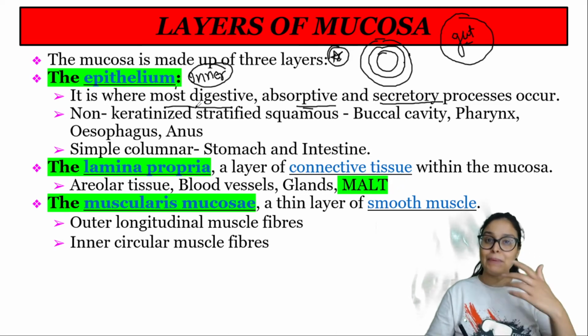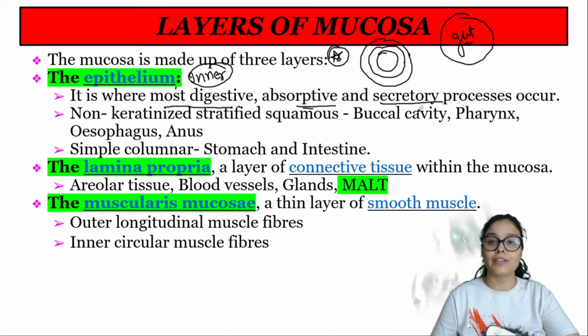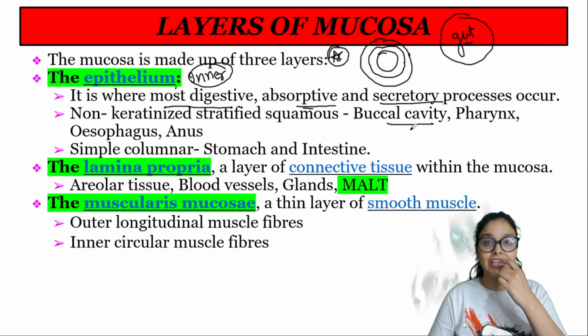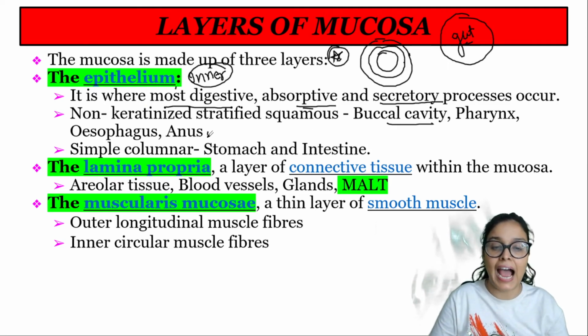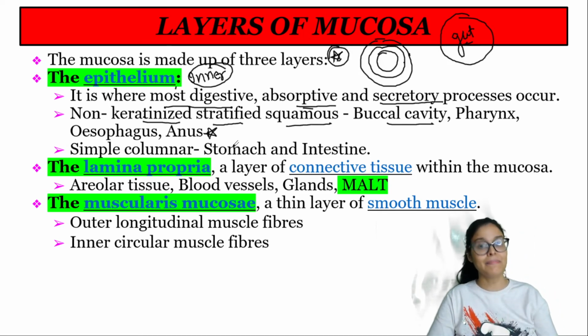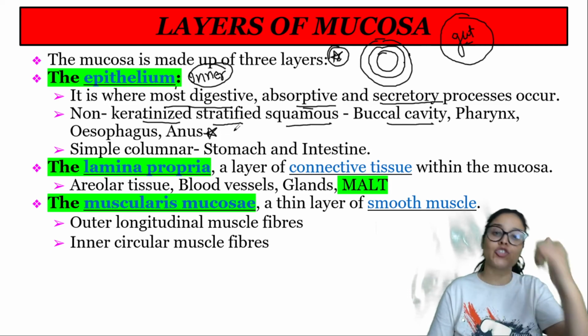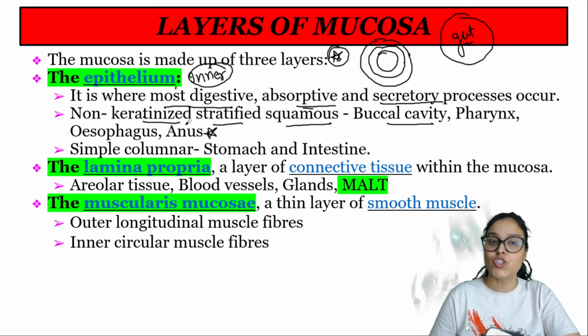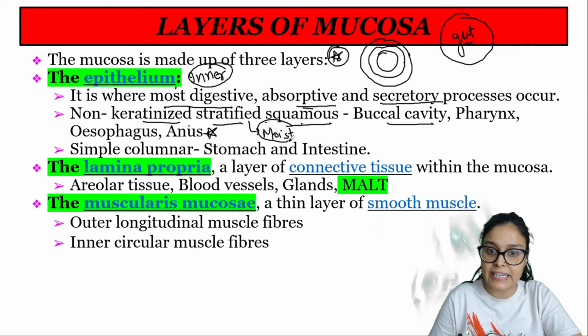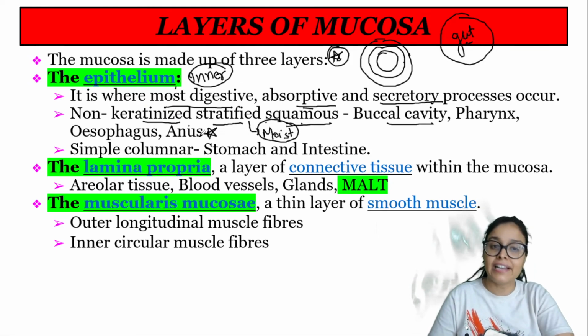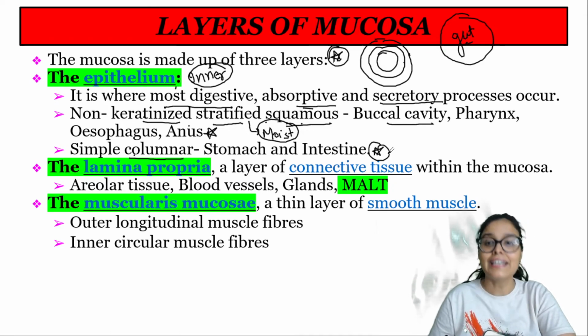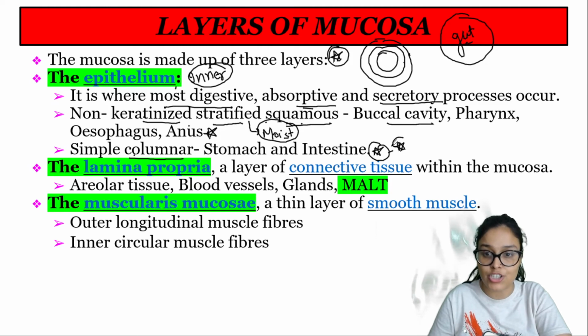Which epithelium is present in which region? NEET question. The buccal cavity, pharynx, esophagus and anus have non-keratinized stratified squamous epithelium. I'm pretty sure you have done it in the structural organization chapter. Non-keratinized stratified squamous epithelium is present in the moist regions. It is basically present here in this part, and simple columnar epithelium is present in the stomach and intestine. NEET question. They have asked this question also.